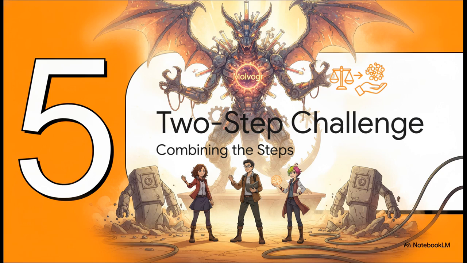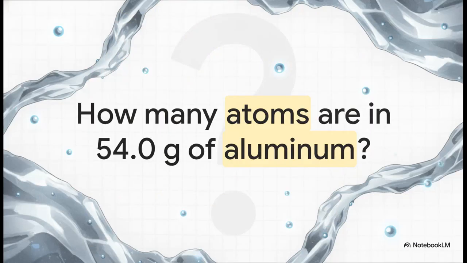Which brings us to section 5, the ultimate two-step challenge. You've totally mastered the single steps. You know exactly how to use molar mass, and you know how to wield Avogadro's number. Now, let's combine them to defeat the final boss, the two-step conversion. Picture this scenario. You have exactly 54.0 grams of aluminum foil. How many individual invisible atoms of aluminum are you actually holding in your hand right now?